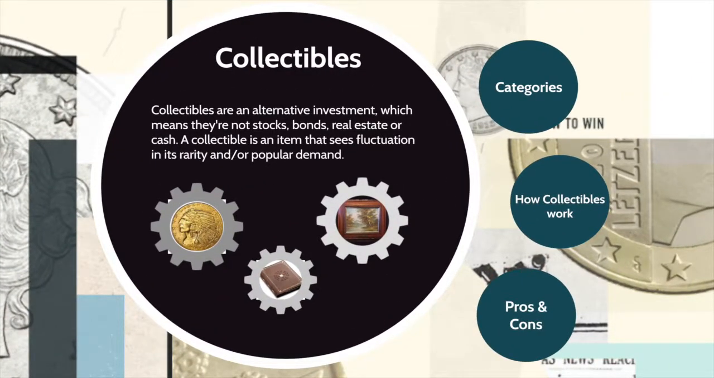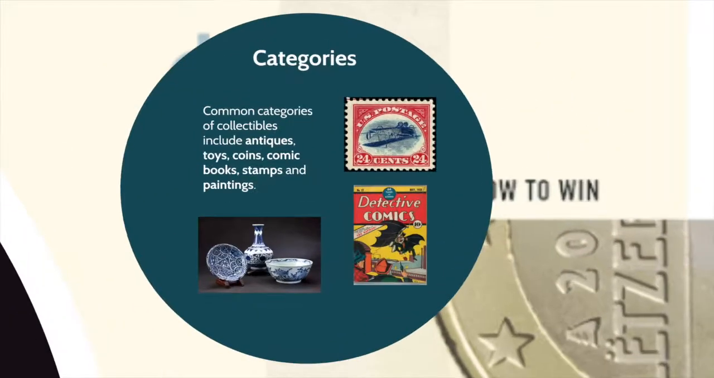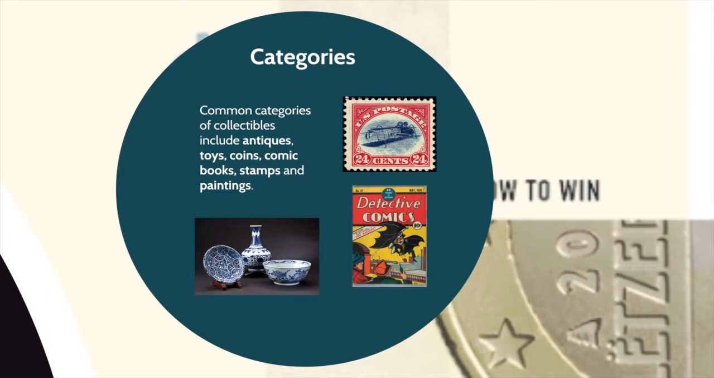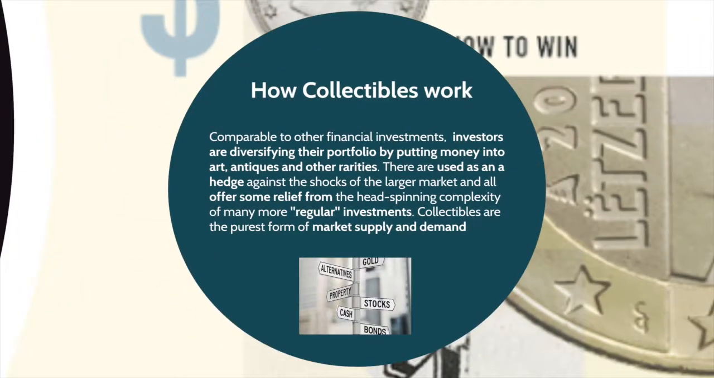Collectibles are items that see fluctuation in their rarity and popular demand. This means they're not stocks, bonds, real estate, or cash, but are generally tangible objects. Collectibles fall in many different categories that each have their own individualities in regards to financial risk, demand, supply, and yield. The most commonly traded collectibles are stamps, comic books, coins, classic cars, wine, fine art, and jewelry. How does it work?